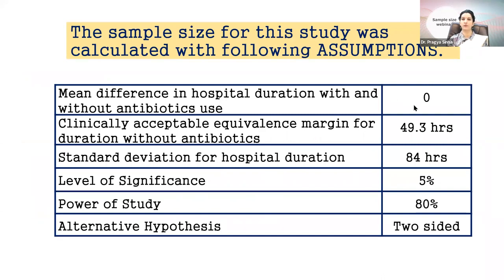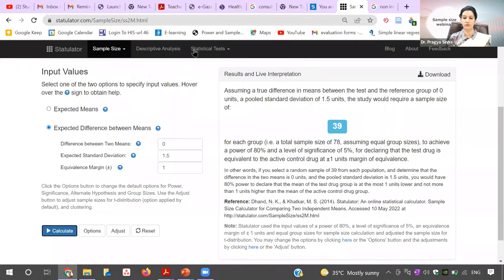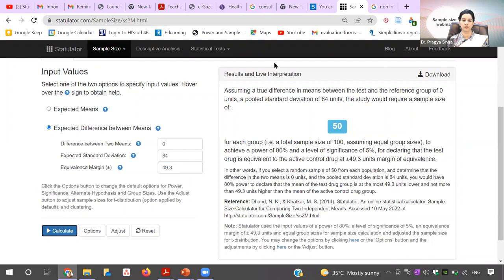So the mean difference was 0. The clinically acceptable equivalence margin was 49.3. And then the standard deviation was 84 and the level of significance was 5%. So let's go back and we can do the calculation. So it is a mean. I've clicked the mean. Difference of the two means was 0. Standard deviation was 84 in this case. So I have 84 and then the expected margin of difference, it was 49.3. So it is 50. Yes, all of you are right.